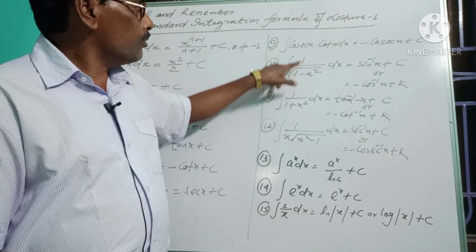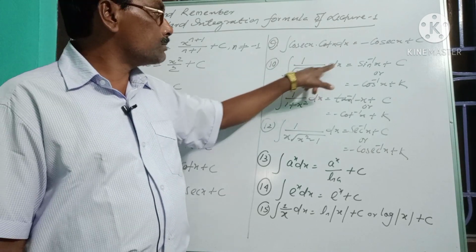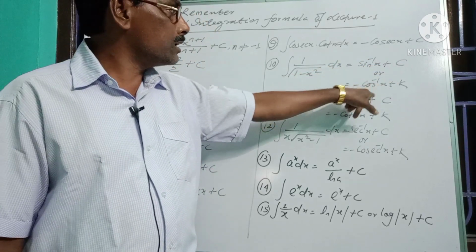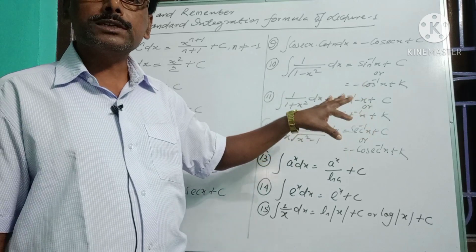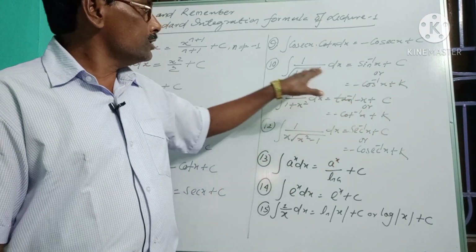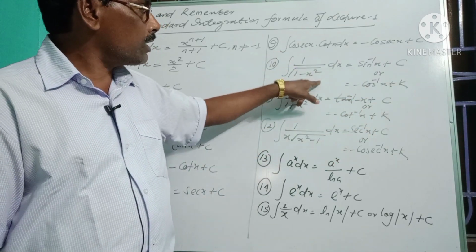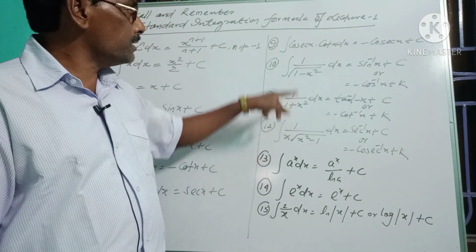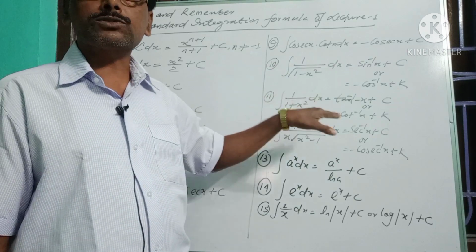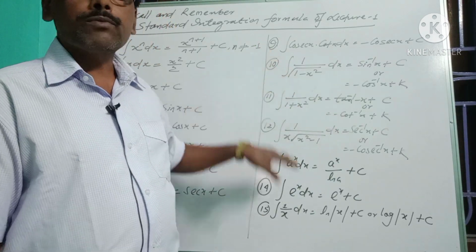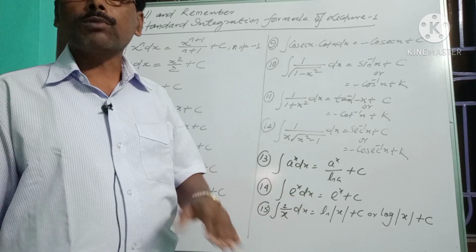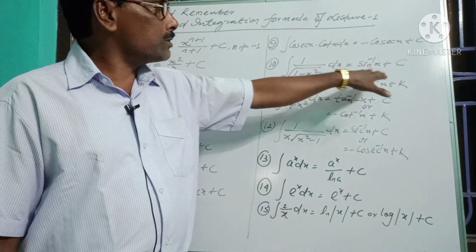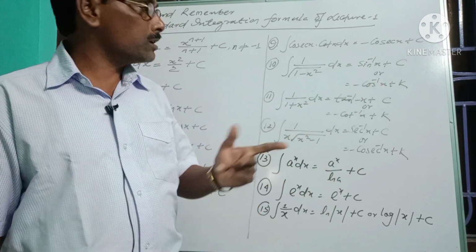Integration of 1 by root of 1 minus x square with respect to x is equal to sin inverse x plus c or minus cos inverse x plus c, because the derivative of sin inverse x plus c is equal to 1 by root of 1 minus x square. Also the derivative of minus cos inverse x plus k is the same integrand, that is 1 by root of 1 minus x square. So the integration of 1 by root of 1 minus x square is sin inverse x plus c or minus cos inverse x plus k.